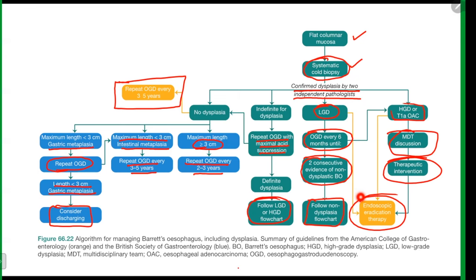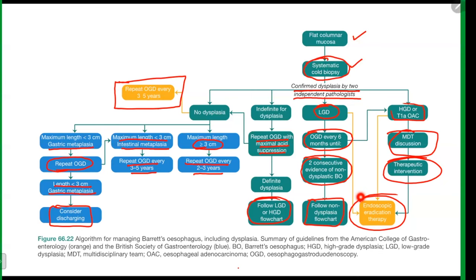In the old textbook it was different. In the new textbook, they divide into less than 3 cm intestinal metaplasia and more than 3 cm, short segment and long segment. Gastric metaplasia, consider discharge, no problem. Maximum length less than 3 cm with intestinal metaplasia, OGD every 3 to 5 years. If the maximum length is more than 3 cm, repeat OGD every 2 to 3 years.